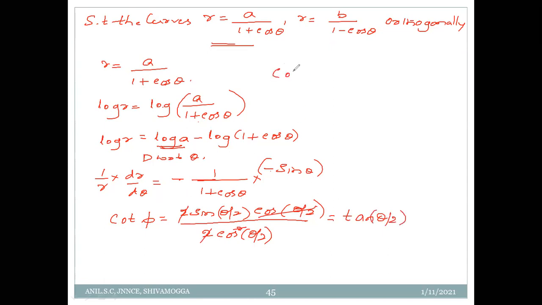Therefore cot phi is equal to, now you have to convert this tan in terms of cot. How do you write that? Tan theta by 2 in terms of cot. How do you write that? Pi by 2 minus theta by 2. Yes, that's right. Therefore, phi is equal to pi by 2 minus theta by 2.